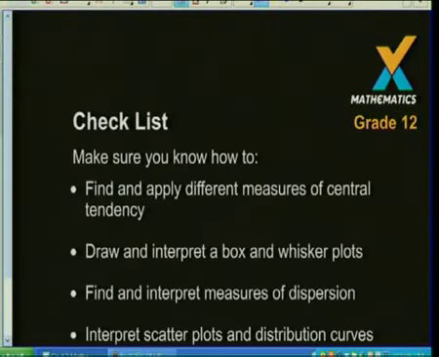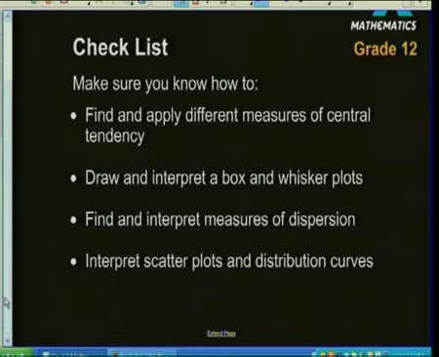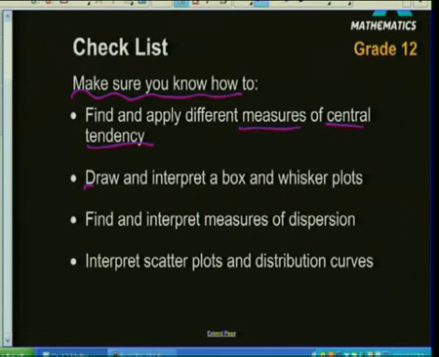Before we start, make sure you know how to do the following. Find and apply the measures of central tendency. This is your mode, median, and so on. And how to draw and interpret the box and whisker plot. You remember your box and whisker plot: you have a minimum value, the maximum value, lower quartile, second quartile, and the upper quartile. Then you can draw your whisker plot, guys.